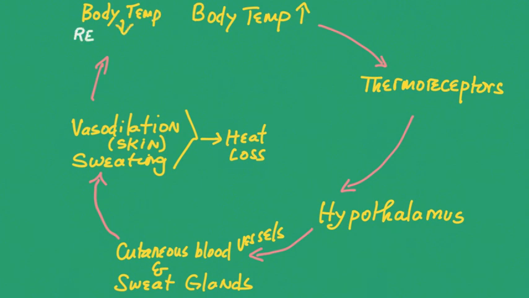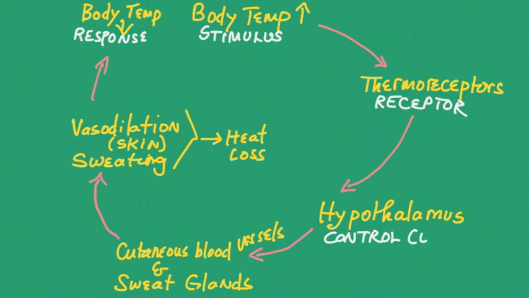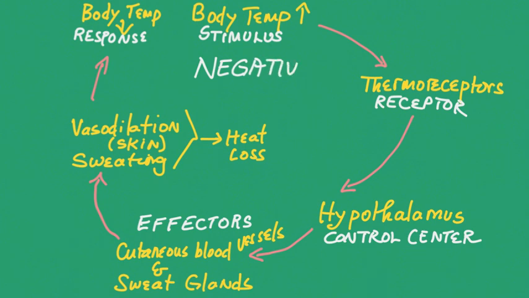So we start with the body temperature going above normal. That's the stimulus. The thermoreceptors are the receptors that sense this change. The hypothalamus is the control center that sends the messages to the cutaneous blood vessels and sweat glands, which are the effector organs or effectors. The vasodilation and sweating occurs, bringing the body temperature down. The stimulus and response are in opposite directions, and therefore we call this a negative feedback.